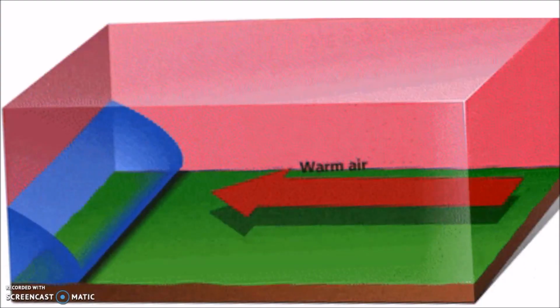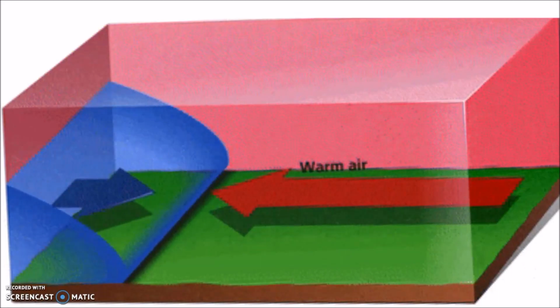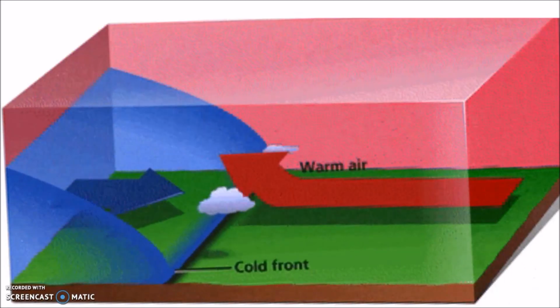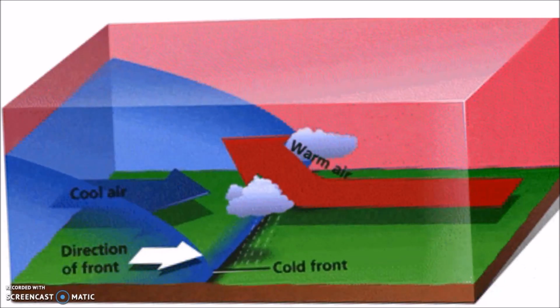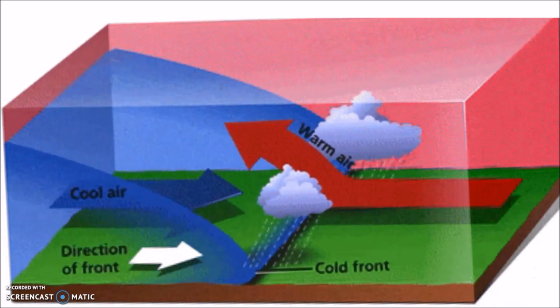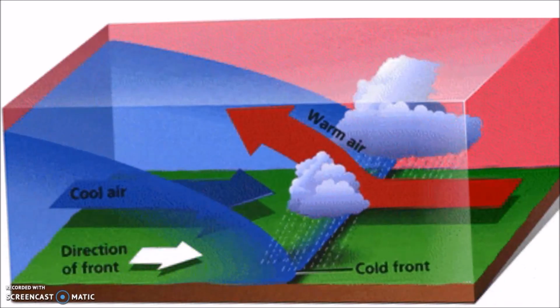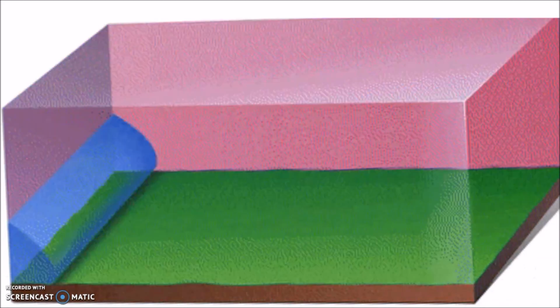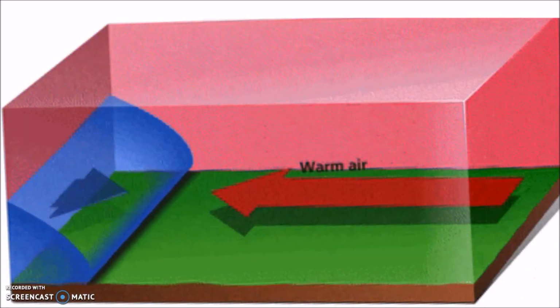As you can see, the warm air is sitting there and the cold air begins to push the warm air up. The moisture in the air begins to rise, condense, and form into clouds. These clouds are going to be a lot taller, as well as you can see the wedge shape of the cold front is going to be very tall as well.